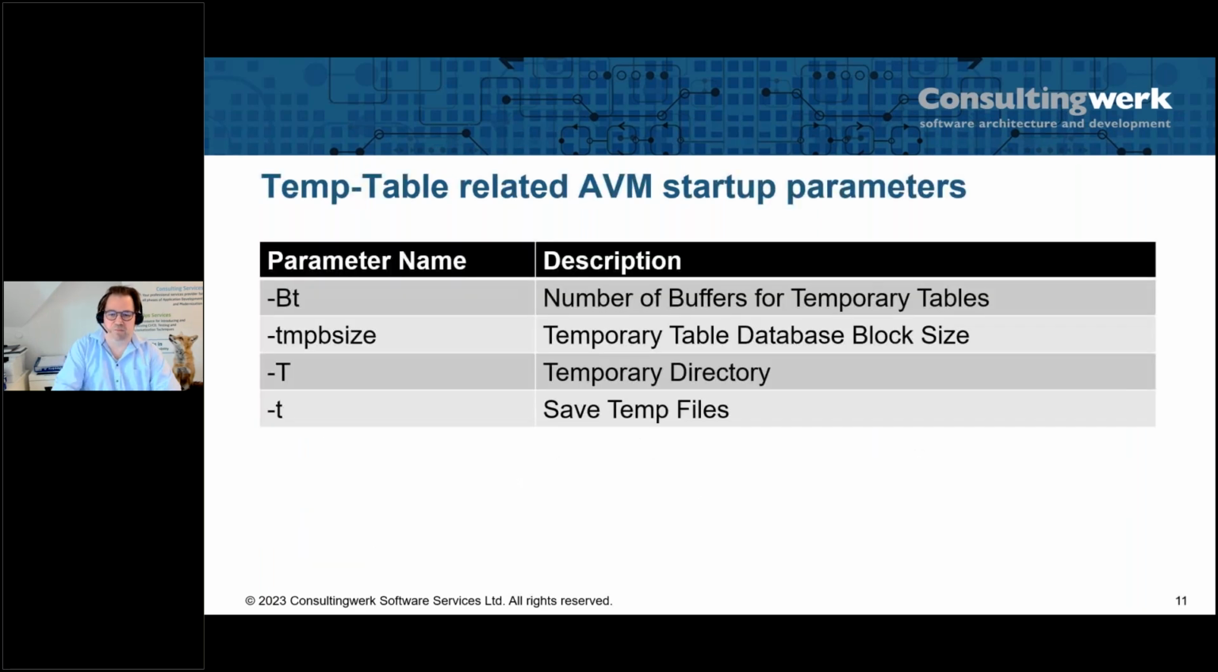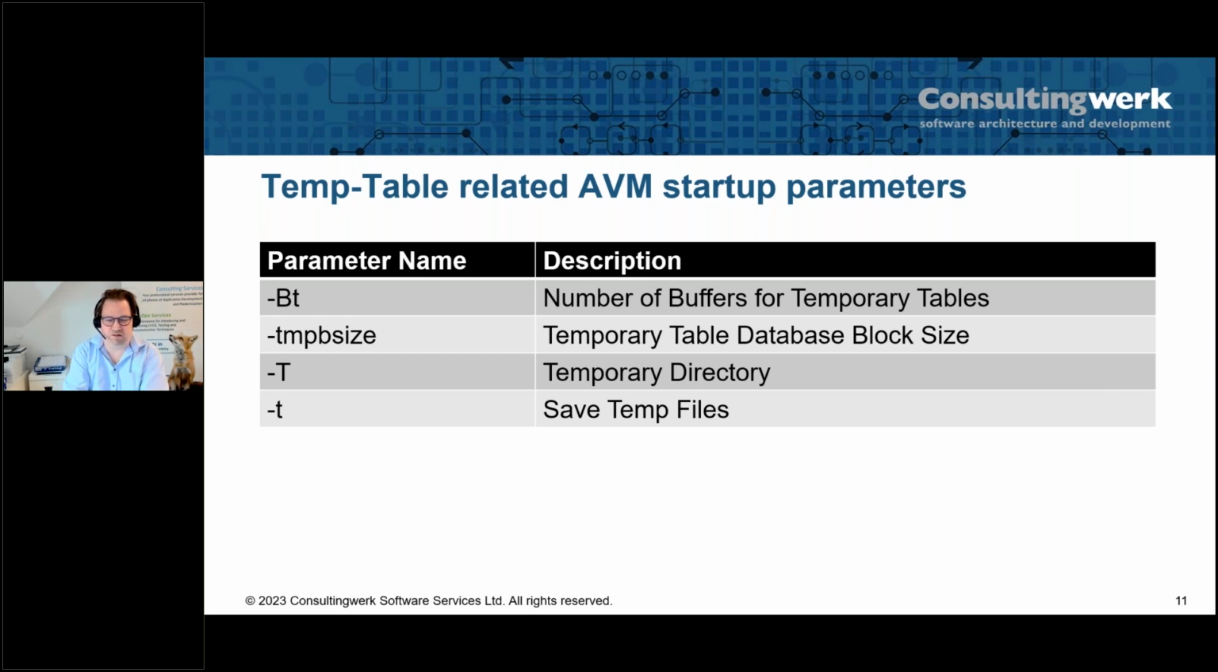So what are the startup parameters for temp tables? We have the minus BT, the number of the temporary buffers. We have the temp B size parameter, the block size, 1, 4, or 8K. We have the minus capital T, the temporary files directory, and the minus lowercase t, which makes temp tables visible.